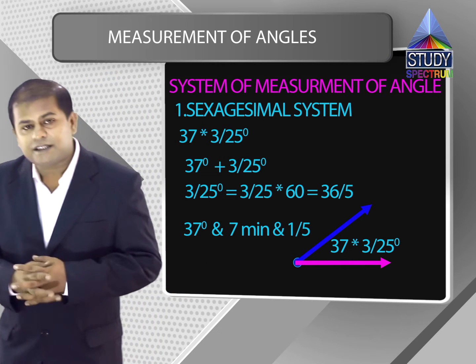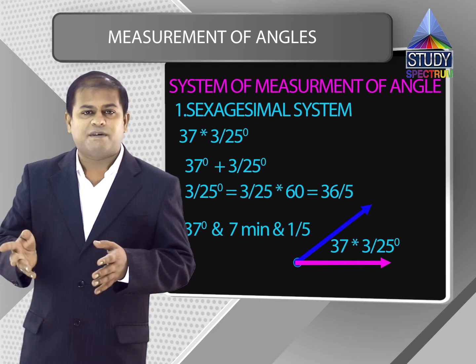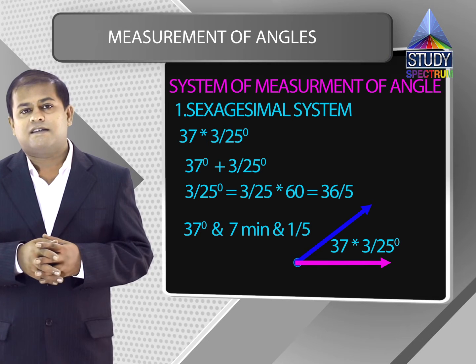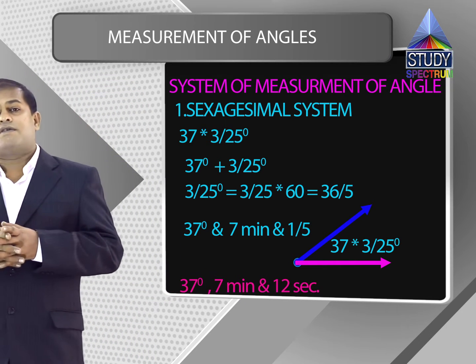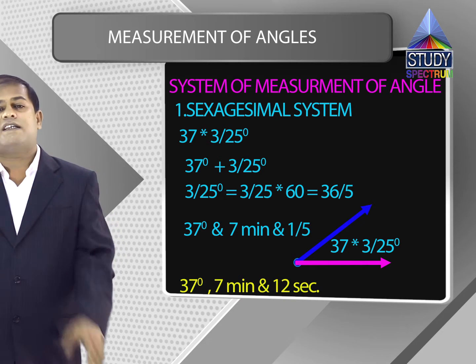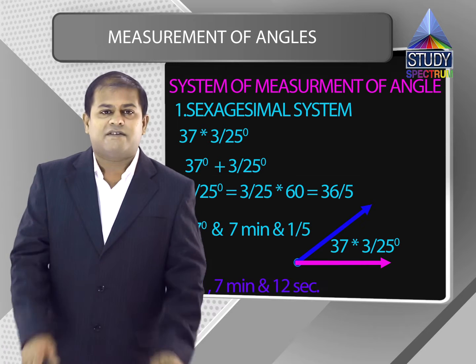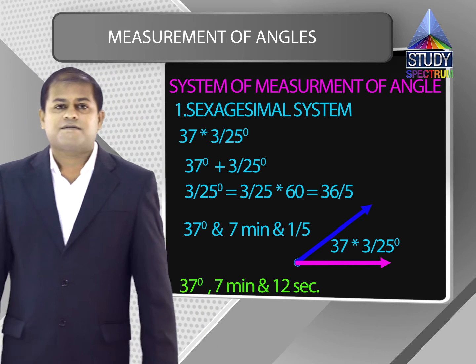So 1 minute is how many seconds? 60 seconds. So 1 by 5 minutes would be how many seconds? 1 by 5 into 60, that is 12 seconds. Right? So my answer would be: the measure of 37 and 3 by 25 degrees in degrees, minutes and seconds is 37 degrees, 7 minutes and 12 seconds. Right?